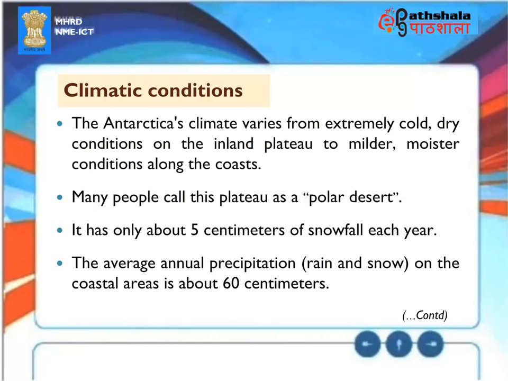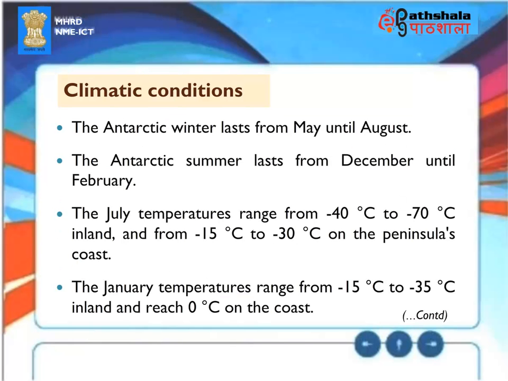Climatic conditions. The Antarctica's climate varies from extremely cold, dry conditions on the inland plateau to milder, moister conditions along the coasts. Many people call this plateau a polar desert. It has only about 5 centimeters of snowfall each year. The average annual precipitation, rain and snow, on the coastal areas is about 60 centimeters. The Antarctic winter lasts from May until August. The Antarctic summer lasts from December until February.